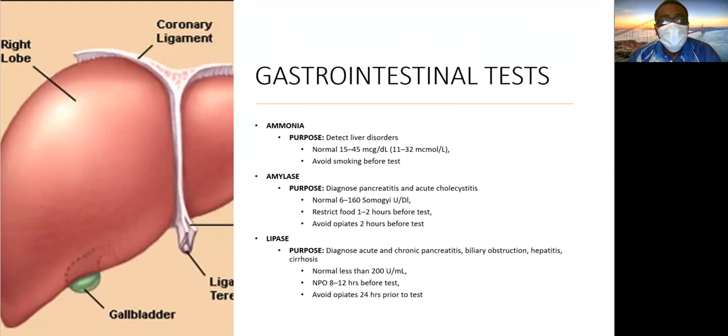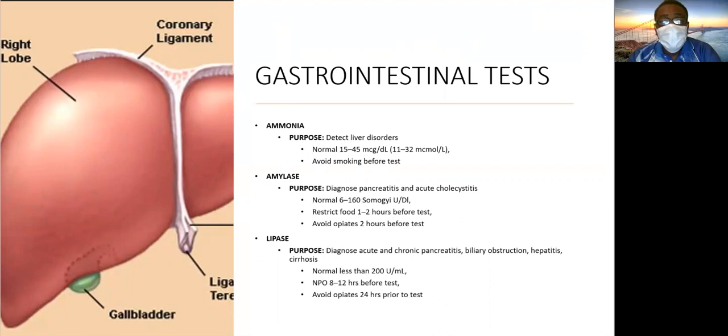You could also test for amylase level. This test diagnoses pancreatitis and acute cholecystitis. Your normal values are between 6 to 160. You want to restrict fluids 1 to 2 hours before the test, and again, avoid opiates 2 hours after the test.